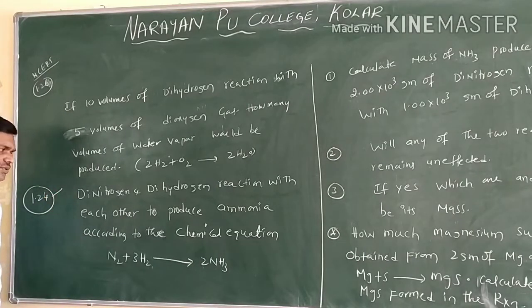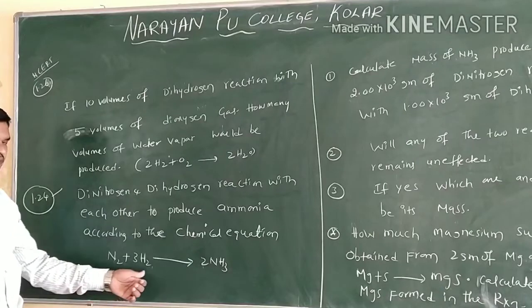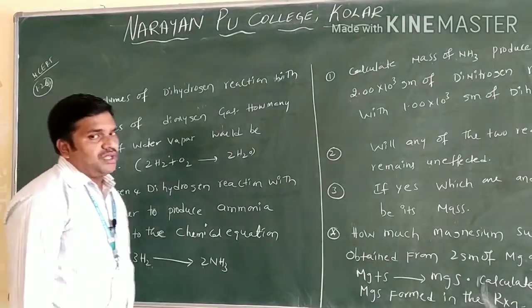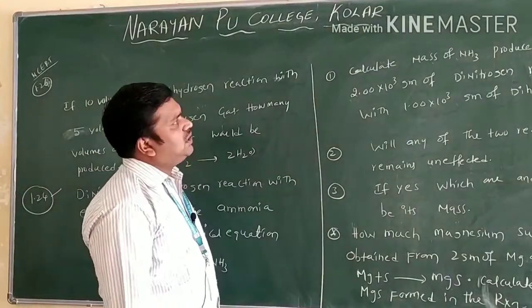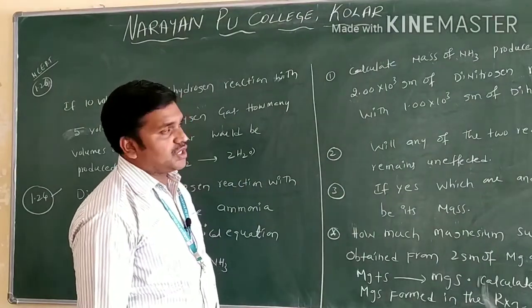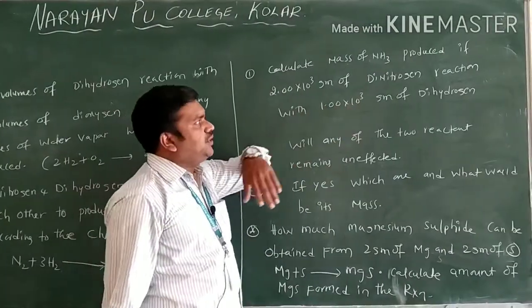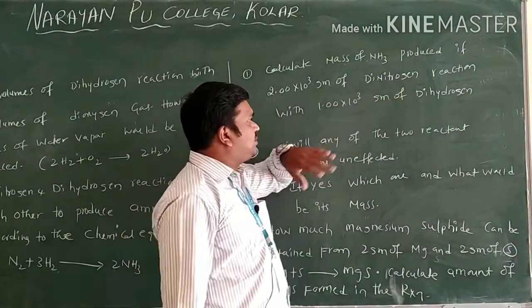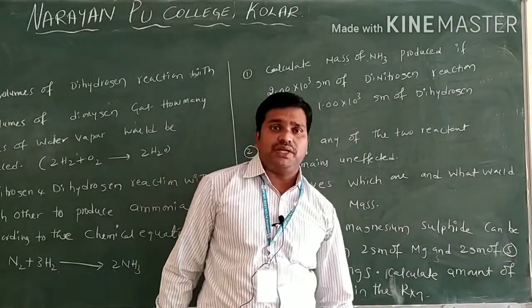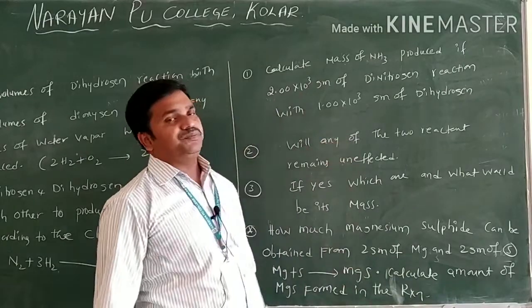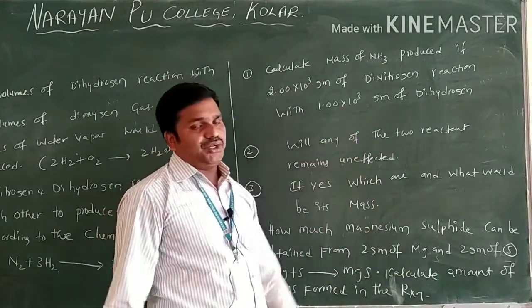Next, 1.24. Dinitrogen and dihydrogen react with each other to produce ammonia according to the chemical equation N2 plus 3H2 gives rise to 2NH3. This is dinitrogen, this is dihydrogen, to form NH3. The question is: calculate the mass of NH3 produced if 2 into 10 cube grams of dinitrogen reacts with 1 into 10 cube grams of hydrogen. Simply, 2 into 10 cube is 2000 grams, and 1 into 10 cube is 1000 grams.